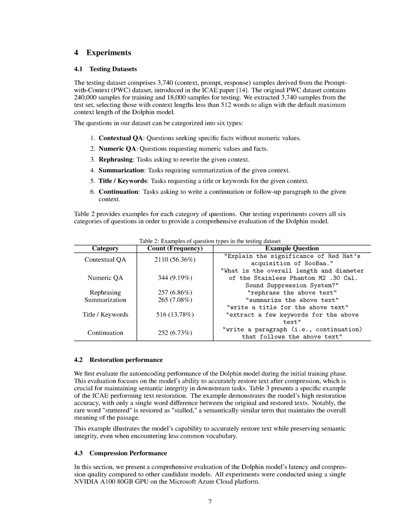To validate the effectiveness of the Dolphin model, we conducted a series of experiments using a comprehensive testing dataset comprising 3,740 context prompt response samples derived from the prompt with context (PWC) dataset. This dataset was specifically selected to include context lengths of less than 512 words, aligning with the model's maximum context length. We evaluated the model's performance across 6 question categories: contextual QA, numeric QA, rephrasing, summarization, title keywords, and continuation.